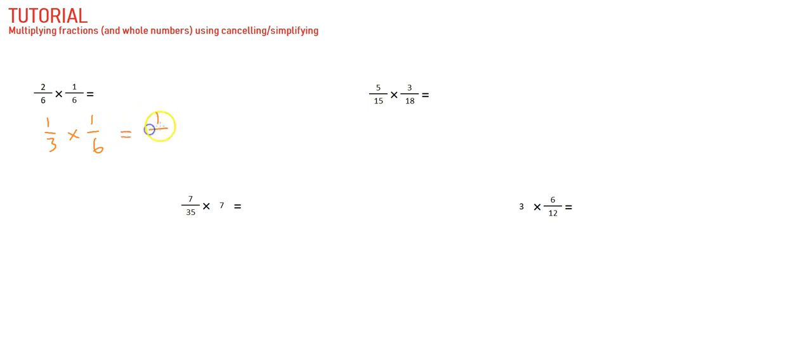So this gives us 1 times 1 is 1, 3 times 6 is 18. So 1/18 is the fully simplified answer. This one here, again, I can see some opportunities to simplify. This one here, I can simplify, divide by 5, so it becomes 1/3.